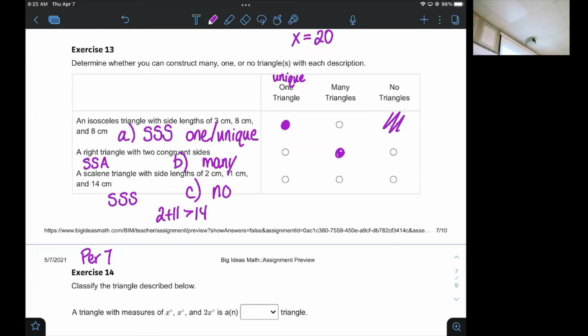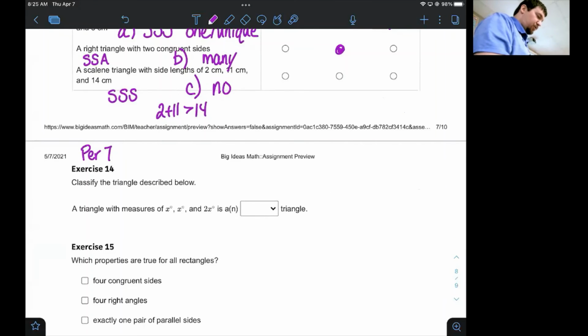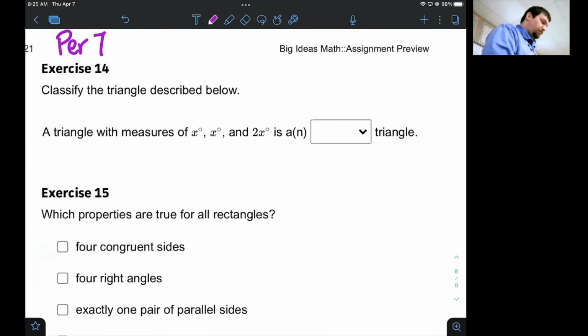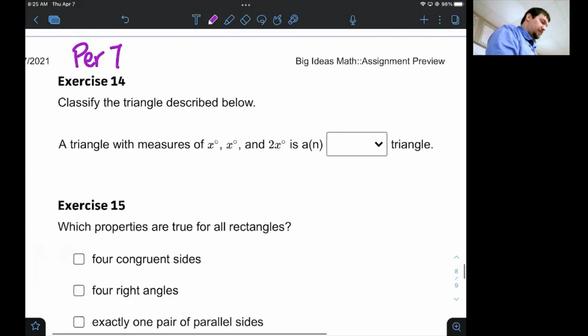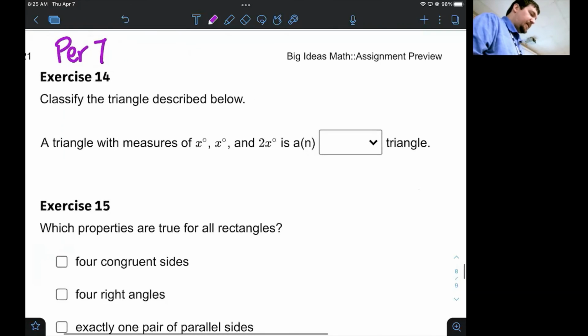All right, number 14. Classify the triangle described below. So I guess you guys also left off the same spot, yeah. Number 14 says a triangle with measures of x degrees and 2x degrees is a blank triangle. Now, before you do any math, you should be able to tell me what kind of a triangle it is based off of its sides.